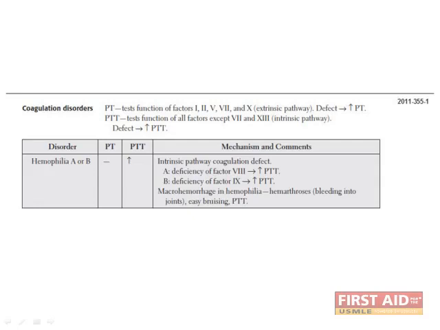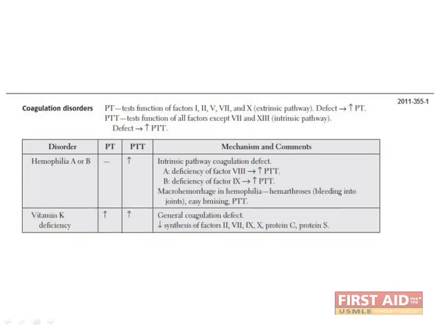Other signs and symptoms of hemophilia include hemarthroses, which is bleeding into the joints, and easy bruising. Vitamin K deficiency is another type of coagulation defect. As was mentioned earlier, vitamin K is required for the synthesis of factors 2, 7, 9, and 10, as well as protein C and protein S. So without vitamin K, you are unable to produce these clotting factors. Since these clotting factors fall into both the intrinsic and extrinsic pathways, PT and PTT both increase.